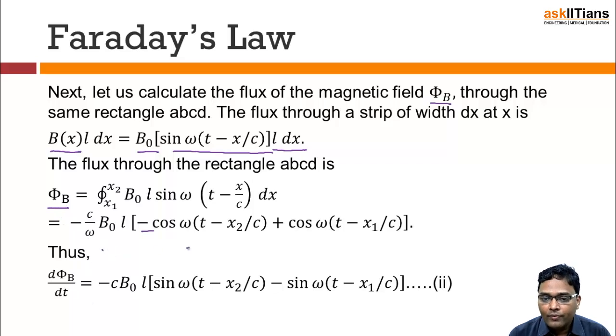Now if I differentiate it, what exactly happens? The coefficient of t is going to come out. The differentiation of minus cos is going to be sine, and omega is going to come out, so the omega here gets cancelled. So this becomes sin(omega t minus x2 by c) minus sin(omega t minus x1 by c). So we have got to this particular expression.